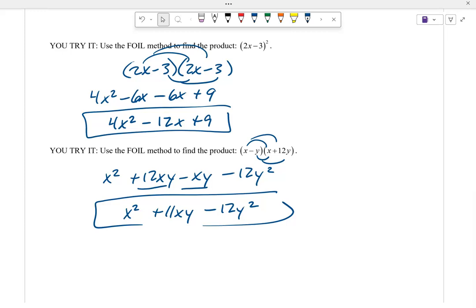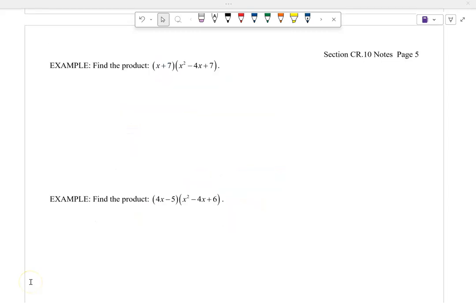And that brings us to now we're going to try multiplying binomials with a trinomial. So what we're going to do here is take the x plus 7 times the x squared minus 4x plus 7. So in other words, x plus 7 is being multiplied by x squared. X plus 7 is being multiplied by negative 4x. X plus 7 is being multiplied by 7. And so on, and then you'll distribute.